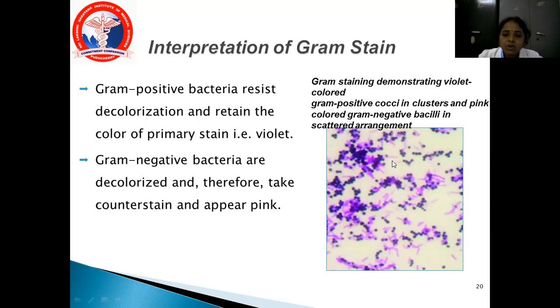Gram negatives are rods. Gram positive cocci are round, spherical in shape, and bacilli are rods. You can see two colors in this picture. One is violet color, another one is pink color. The violet color spherical shape is gram positive cocci, and the pink color rod shape is gram negative bacilli.